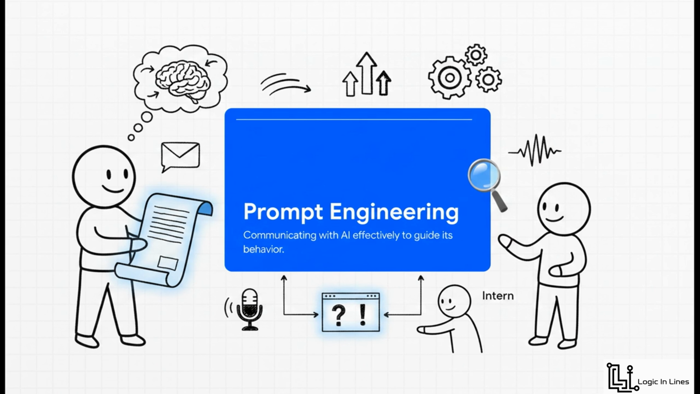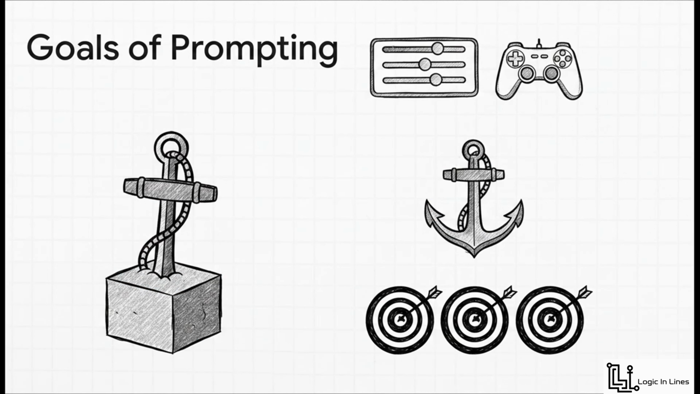If you give the intern vague instructions, you're going to get vague results. But if you engineer a specific prompt, you get extraordinary results. So why do we bother engineering prompts instead of just typing a quick, lazy sentence? Well, there are three main goals here. First, controlling outputs. We want to make sure the length, the tone, and the format match exactly what we need.